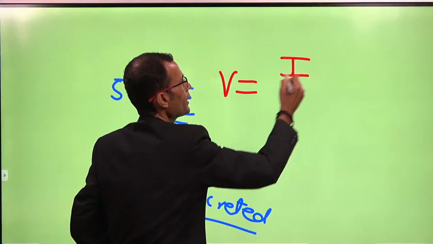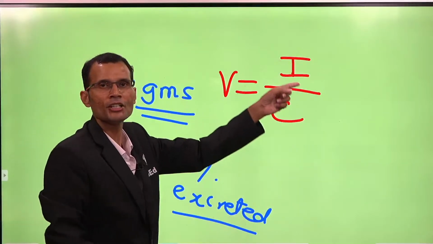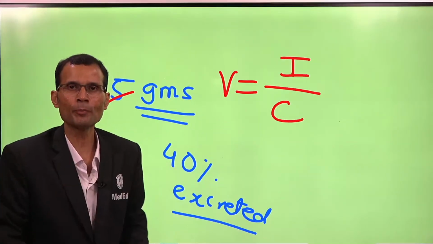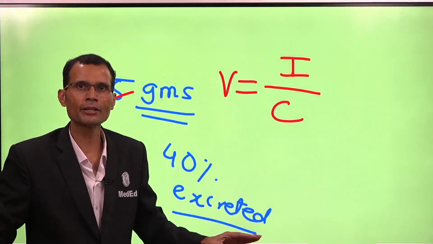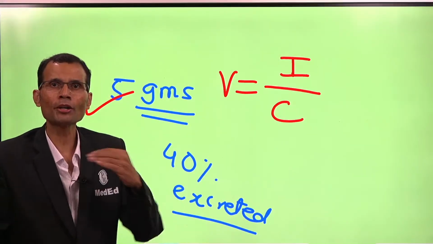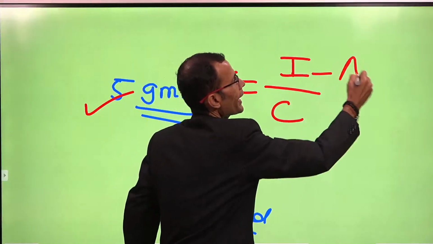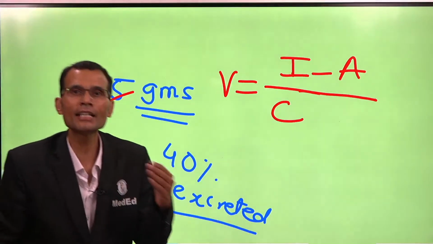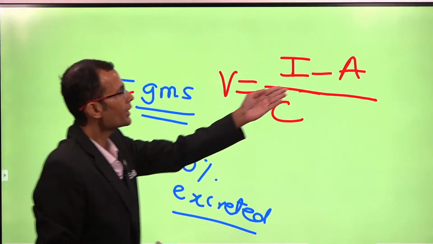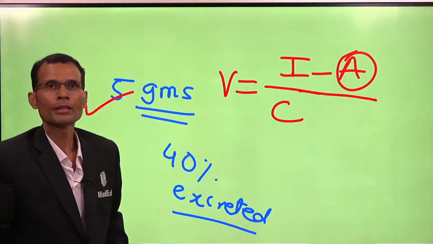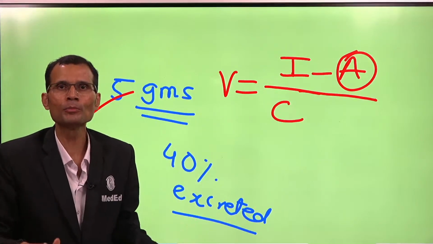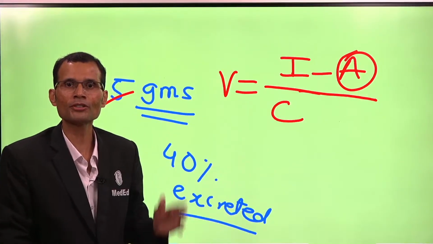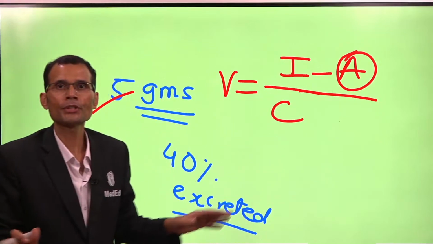So our formula will have to be modified. V is equal to I upon C. This was it, I is the initial amount that you injected, here it is 5 grams, and C will be the concentration of mannitol after it gets dispersed and diluted into the ECF. But 40% got excreted out of the body. So A is the amount of indicator that leaves the compartment. Because this went out of the body, it was not diluted by your ECF volume, so there is no point in counting it. Remove it from the numerator, from the initial volume, because this was not useful at all, it got excreted.